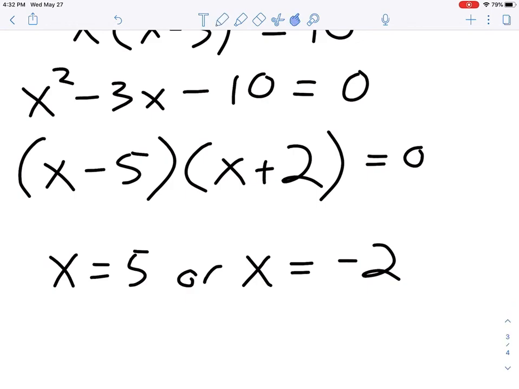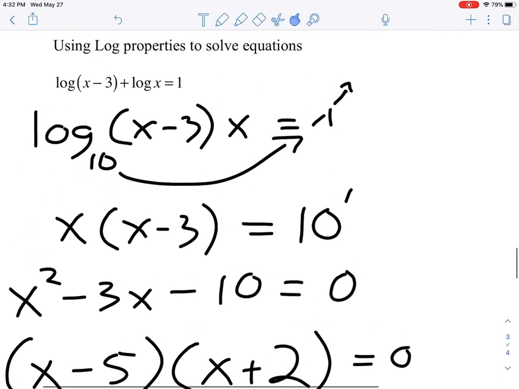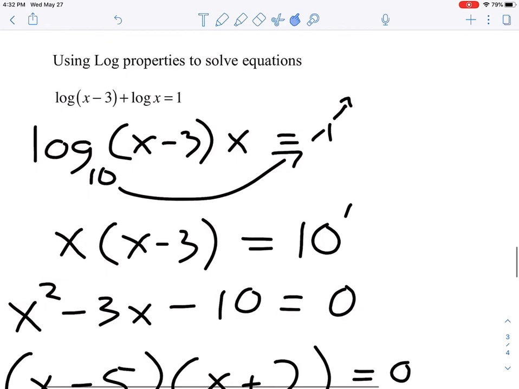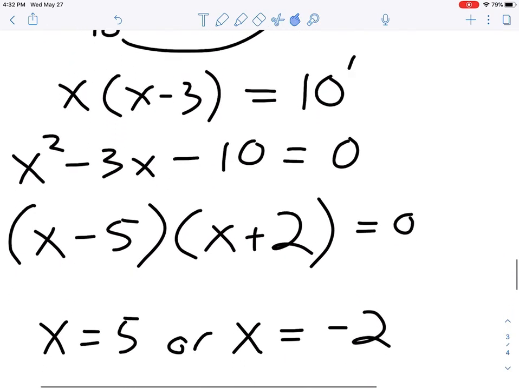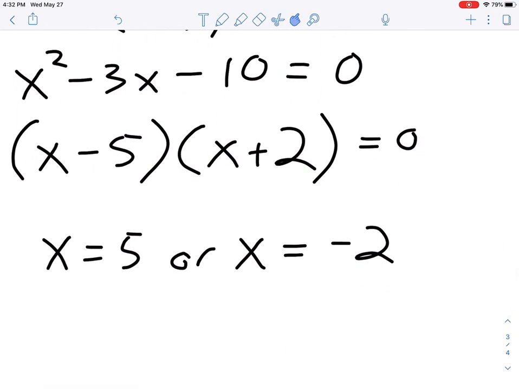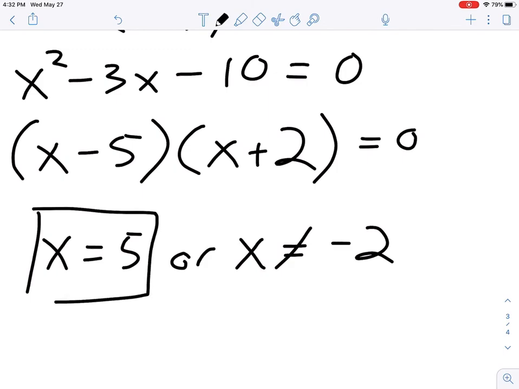Now, one of these is an extraneous solution. You cannot have a negative number as the argument of a log. So if you plug these answers back in, you cannot get negative numbers in there. If I plugged back in negative 2, I get a negative number in there. So not negative 2 and yes to 5.